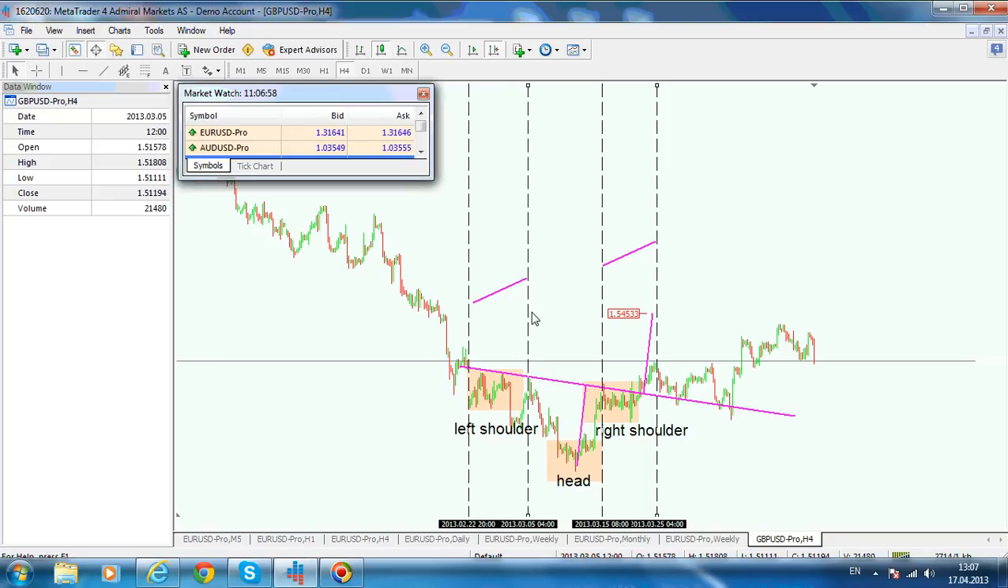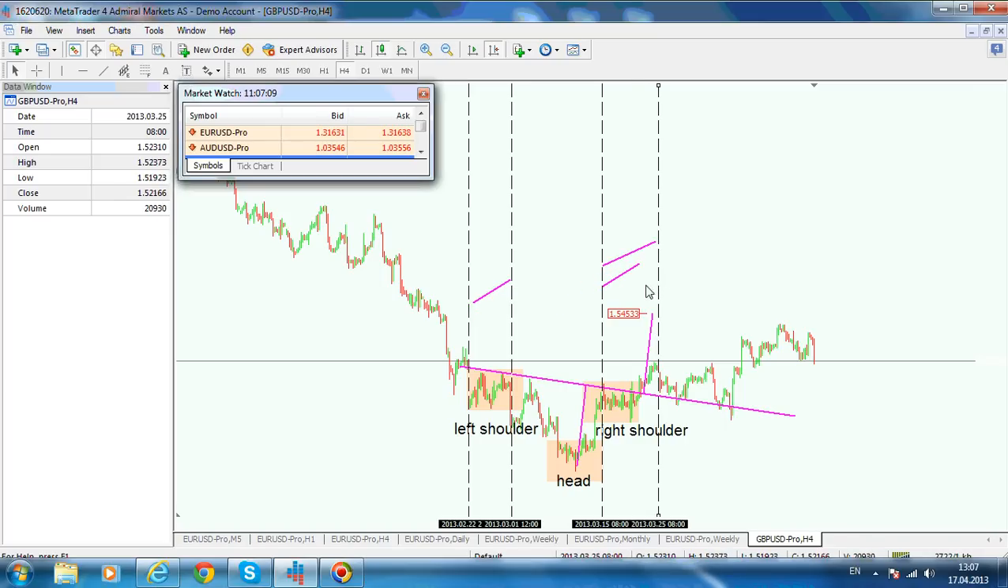So actually the left shoulder should look something like this, and if you apply this in here, it looks more likely something like this. See? So the left shoulder and the right shoulder consolidate in almost the same time, having almost the same amplitude, and then on a break it should go towards the measure move.